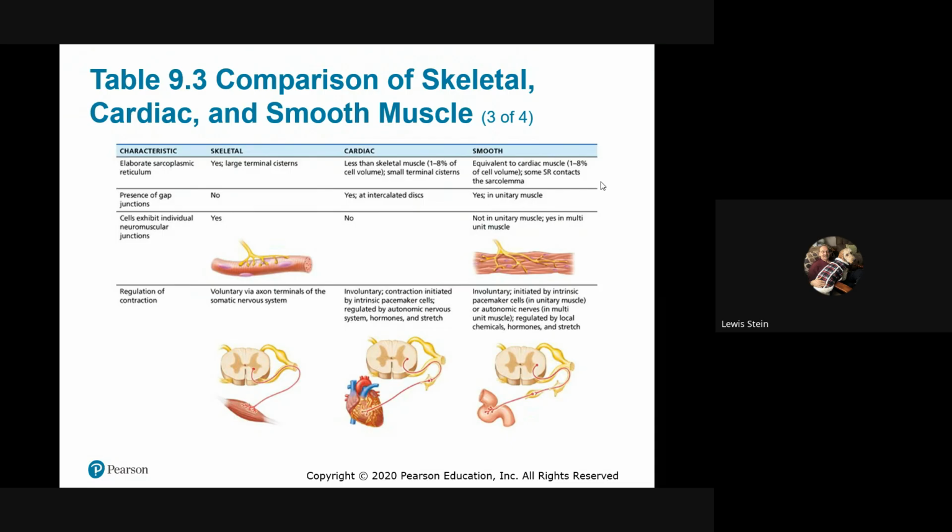Some sarcoplasmic reticulum contacts the sarcolemma. Okay, it's unitary. So skeletal does not have gap junctions. Cardiac certainly does, because that's how that signal is conducted, and we'll get to that in the physiology. And it's a unitary muscle, but the gap junction signals other muscles. So it functions as a multi-unit, and it's involuntary.